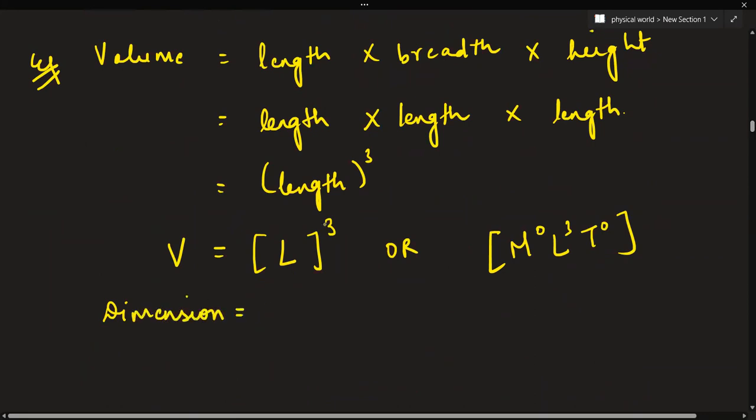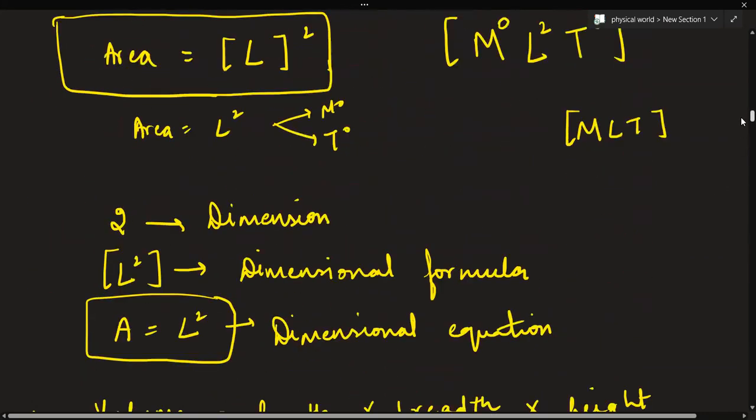Dimension will be M to the power 0, L to the power 2, and T to the power 0. That is your dimensional formula. See, there's a difference between dimension, dimensional formula, and dimensional equation. Whatever power you are getting, all the powers, that is your dimension. In L square, we had 2 as the dimension.